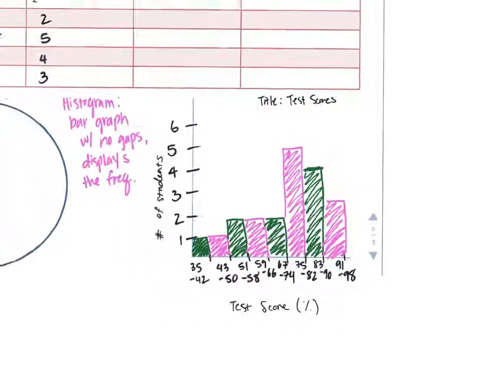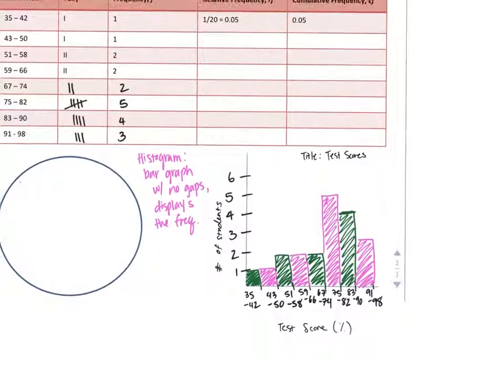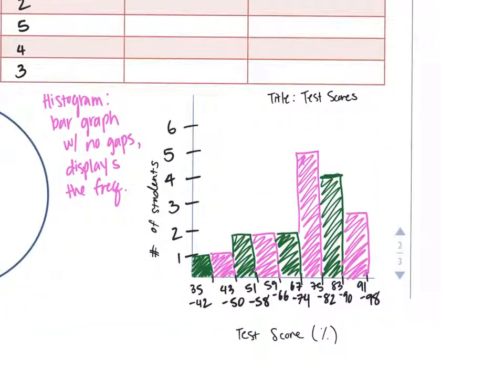All right, so I hope this helps a little bit with the project. So you just learned how to make 3 different graphs: a frequency table, a pie chart, and a histogram. So on the project, you should be showing me these 3 items on your display.